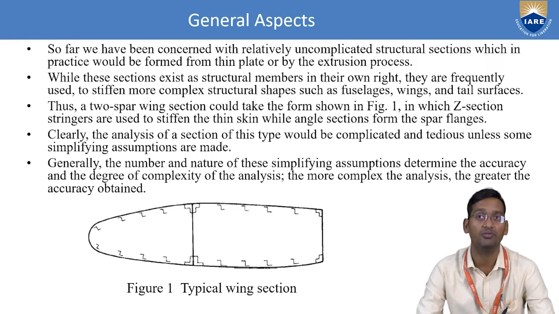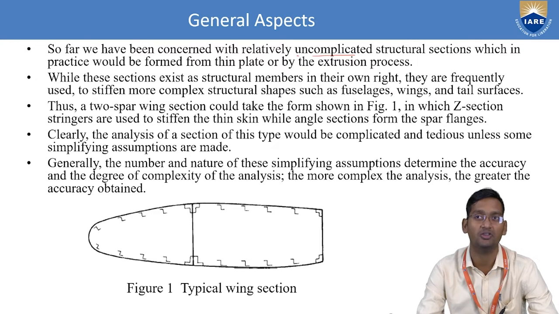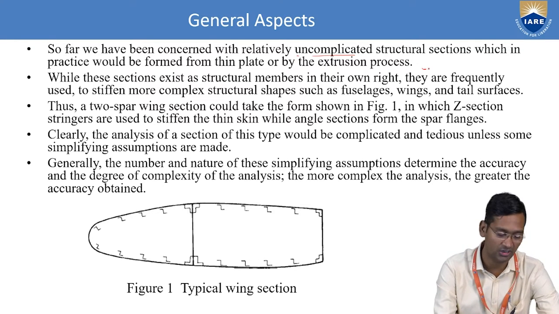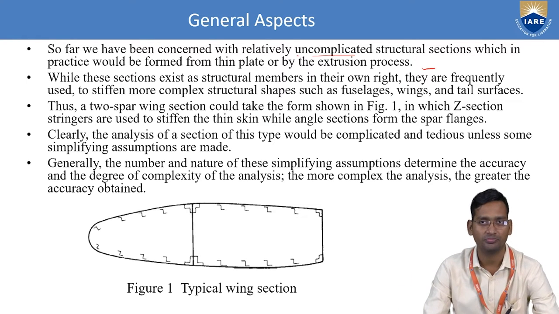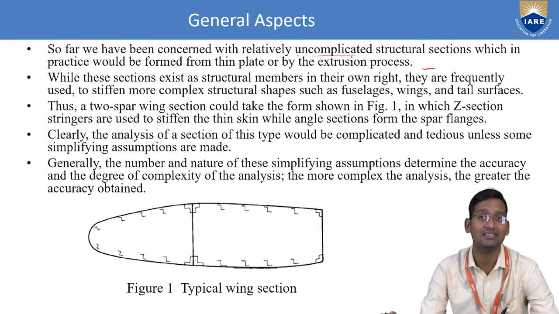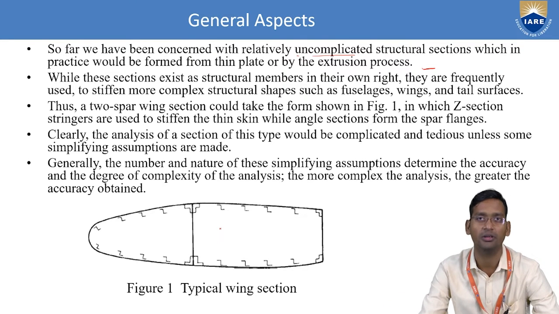So far we have been concerned with relatively uncomplicated structural sections, which in practice would be formed from thin plate or by the extrusion process. While these sections exist as structural members in their own right, they are frequently used to stiffen more complex structural shapes such as fuselages, wings and tails. So once extruded, for support you can see stringers and spars that are connected here.